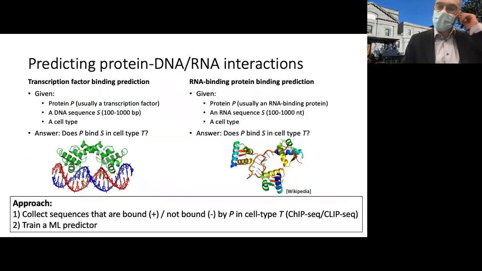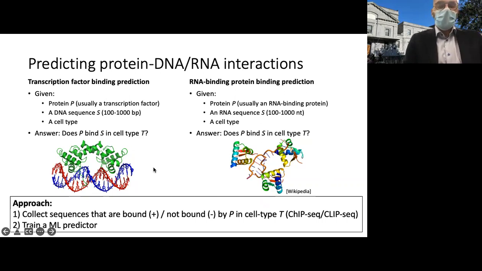Okay. So the two problems that I'm going to be focusing on here are specific aspects of this, which involve predicting whether a particular protein will interact and bind to a particular DNA sequence or to a particular RNA sequence. And these binding events are really what mediate most of gene regulation. Understanding binding goes a long way towards understanding gene regulation.